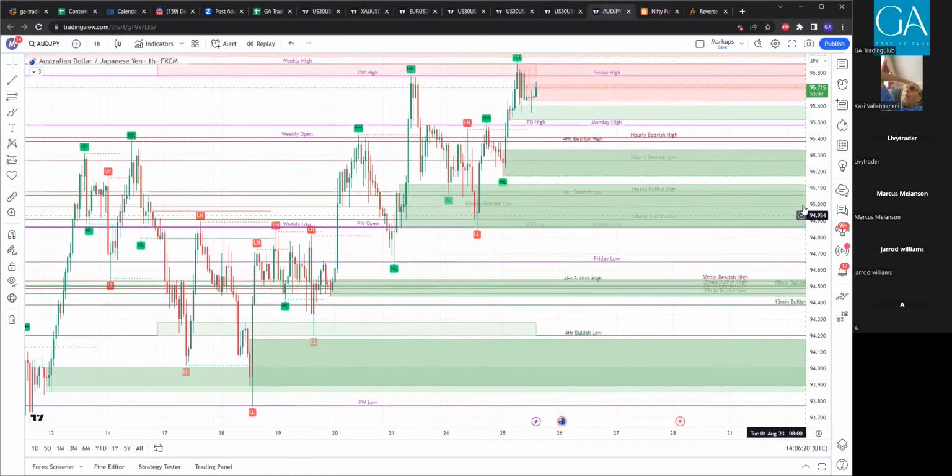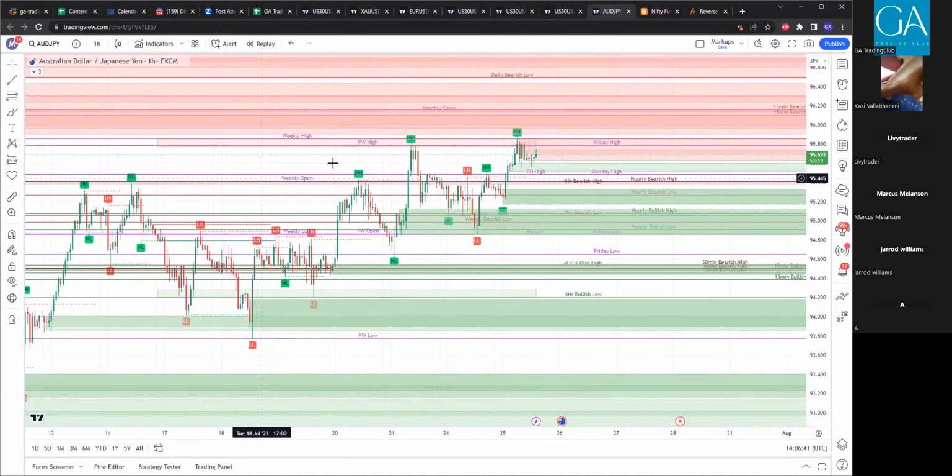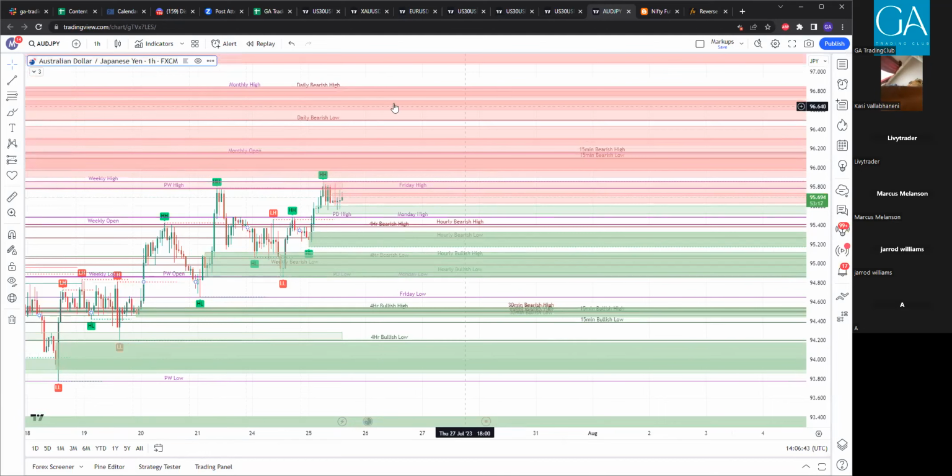Also, you want to stay away if these 4 hour blocks are literally next to each other. So you can see for AUD JPY, we have a 4 hour bearish high at 95.5, 4 hour bullish high at 94.5. So that's like a 1,000 pip difference, and AUD JPY does move heavy as well. So for me here with AUD JPY, I would be looking to enter sells at the daily bearish high and low, and then catch price all the way down here.